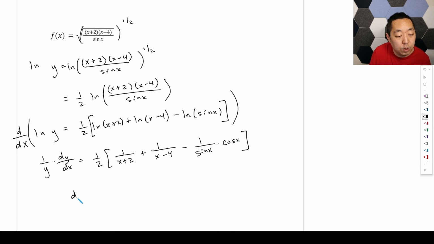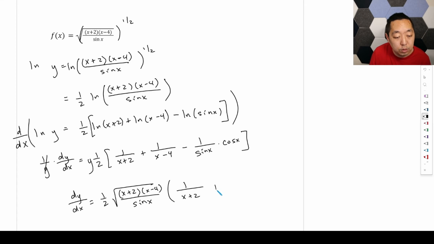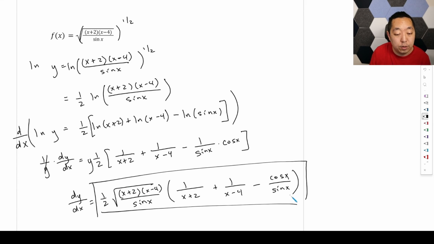And look at that. The dy dx is really easy to solve for. You just move the y up now to here. Right, so it's 1/2 times y, and y being this whole thing here, square root of x plus 2, x minus 4 over sine x, times 1 over x plus 2 plus 1 over x minus 4, minus cosine over sine x, like that. Or you could write that as cotangent x if you wanted to. Right, and so that would be our answer. Now, that is a lot simpler than if you attempted to do this directly.